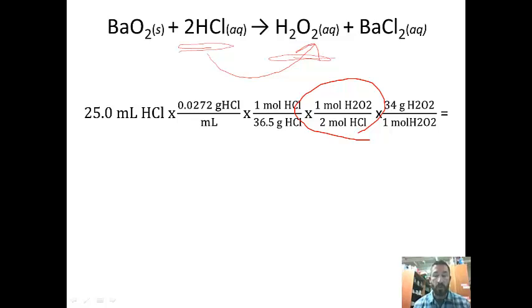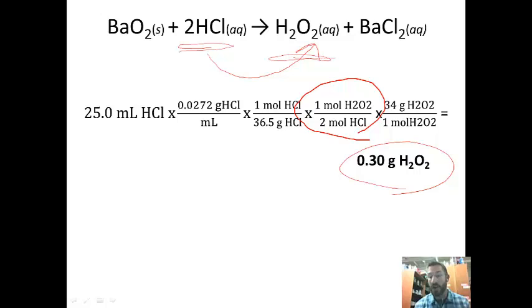Now we've got one more. Now we've only done one reactant. We actually have to do both reactants to see which will give us the smaller number and tell us what's limiting and what's excess. So to do this in our calculator, we'd say 25 times 0.0272 divided by 36.5 divided by 2 times 34. Enter. And that should give you 0.30 grams of hydrogen peroxide.